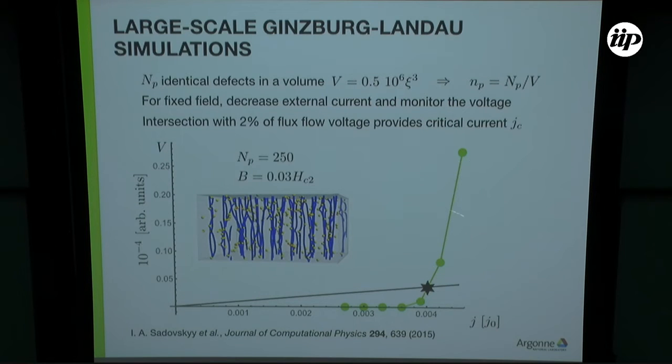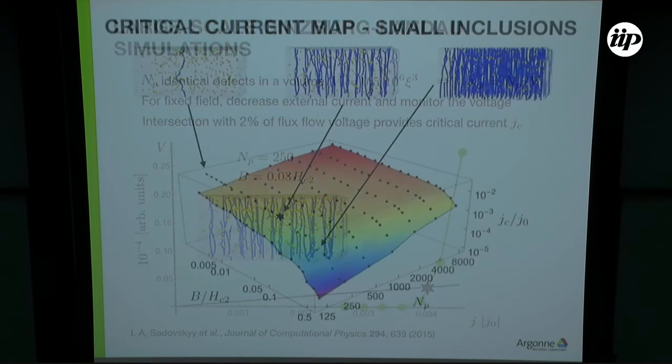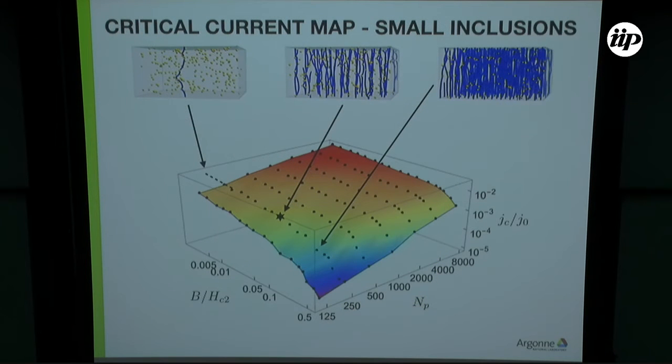And then we decrease the current and monitor the voltage again as we decrease the current, and then we see that we go through this dynamic to static transition. And because it's not just linear and then 0, we take a criterion of 2% of flux flow voltage as a criterion for the critical current. Now here for 250 defects and a field of 3% of HC2, we find one value of the critical current, but we can repeat this for many more defect numbers and many more fields.